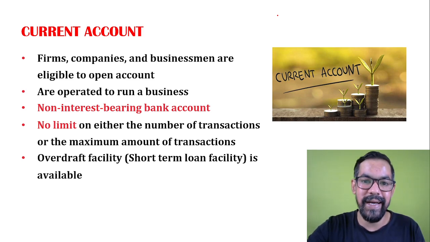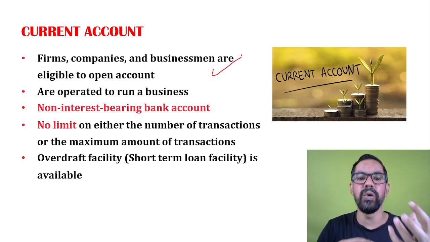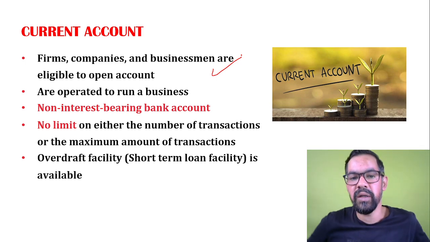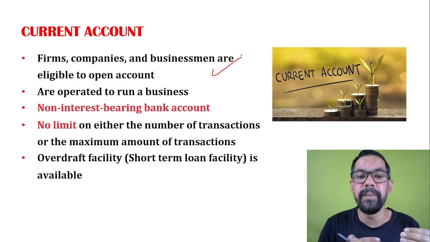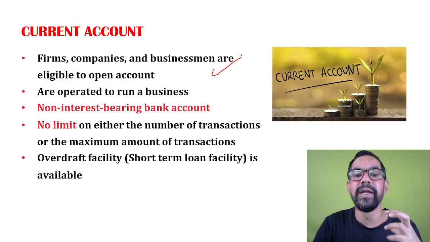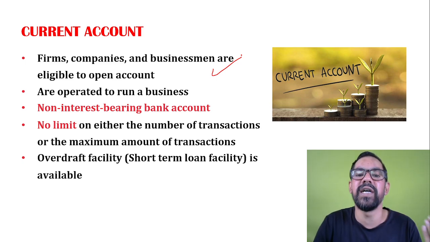Now, if we talk about the current account, these are generally suitable for firms or businesses because they have to do a number of transactions in a day. In case of a saving account, there is a transaction limit. They have some transaction limit, like you can do 4 withdrawals in a month. After that, if you do 5 or 6 times, the bank will charge some amount.